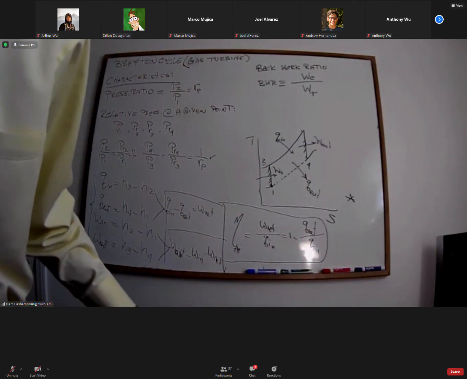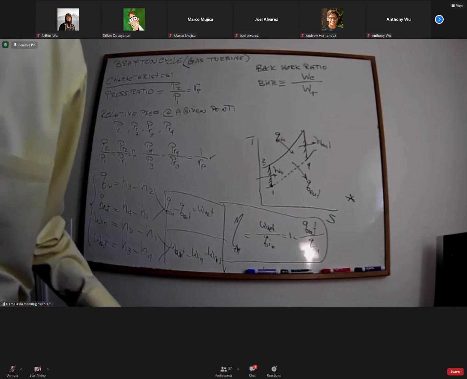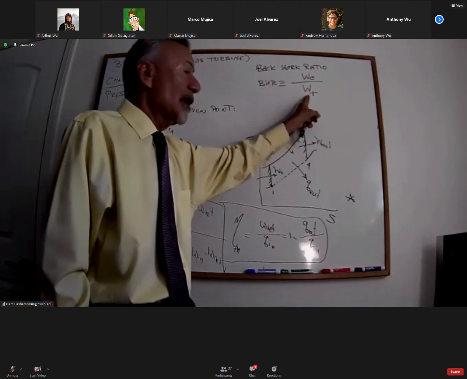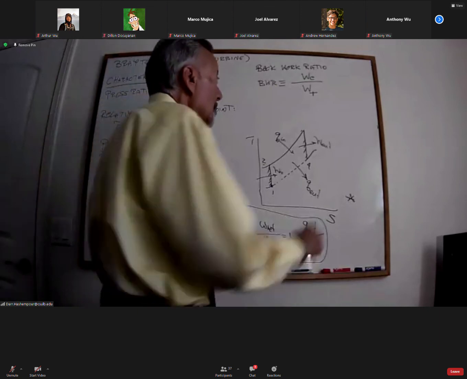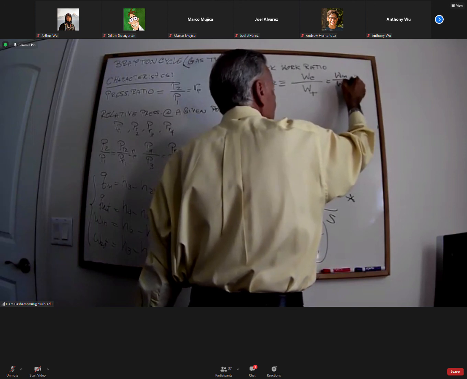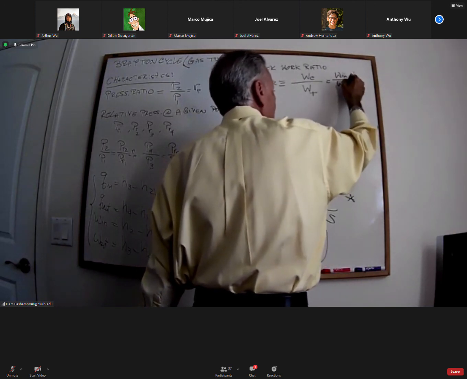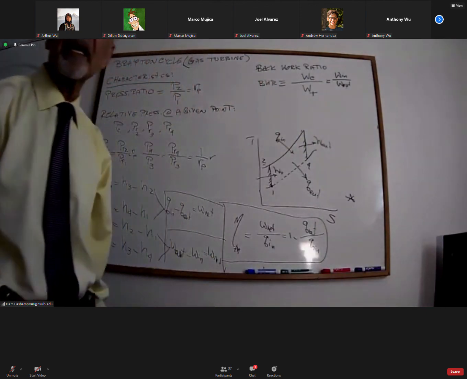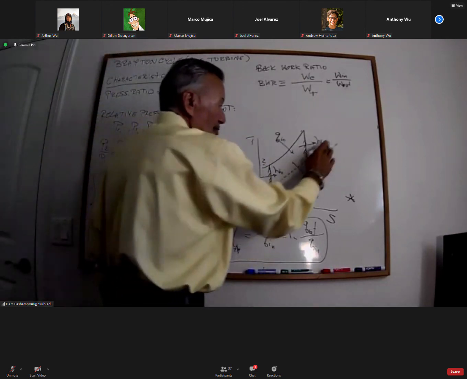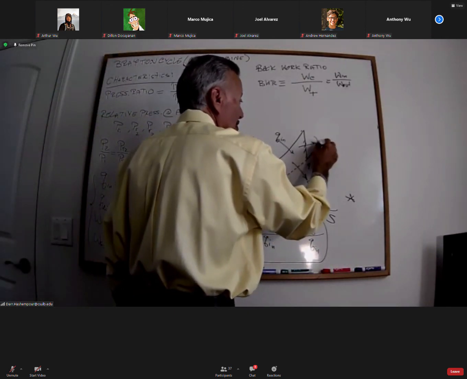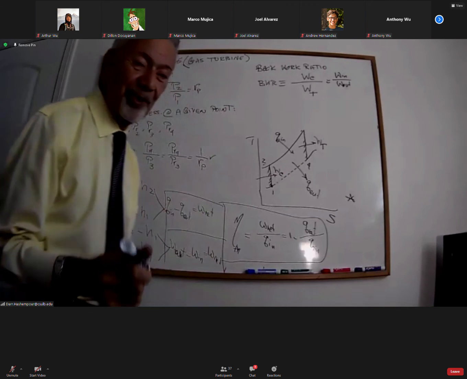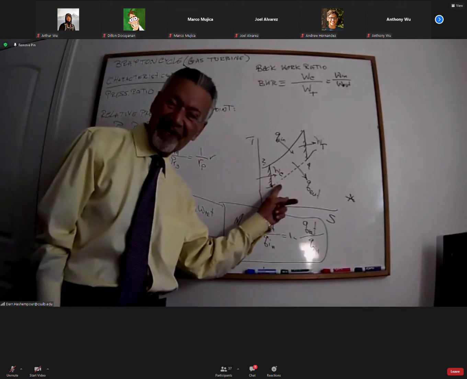For the back work ratio, it's compressor over turbine? Work of a compressor divided by work of a turbine. Okay, thank you. This is work in divided by work out. From this point on, we're not going to call them work in and work out. We call them work of a compressor, work of a turbine. This will change to WT. This will change to WC. Not that WC that you're thinking of. This is work of a compressor.